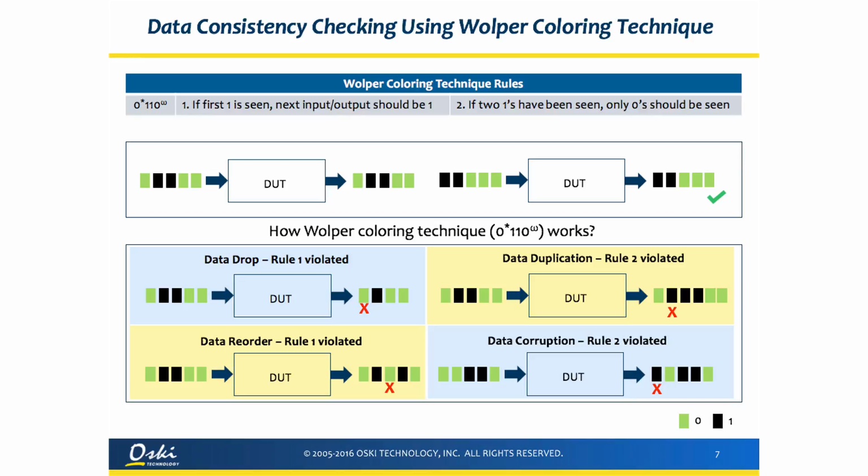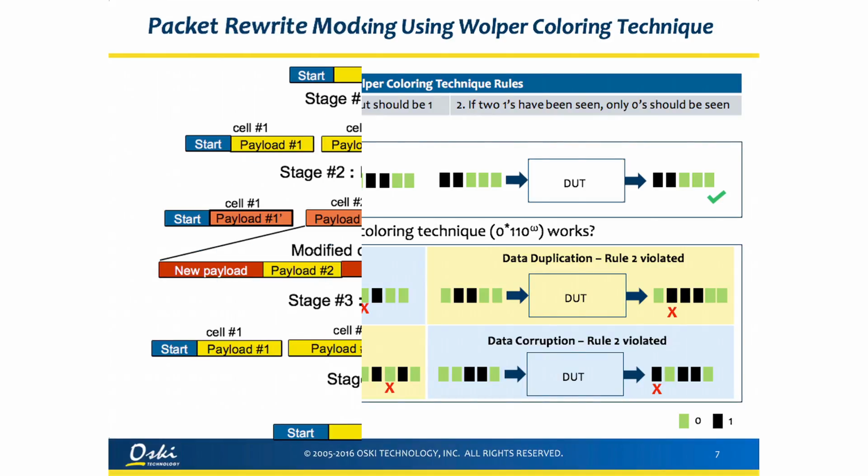Wolper abstraction model is very useful to verify that sequences of data packets that go in don't get dropped, duplicated, corrupted, or reordered inside the design. And by just using 2 kinds of packet, packet 0 and packet 1, I can verify this completely.